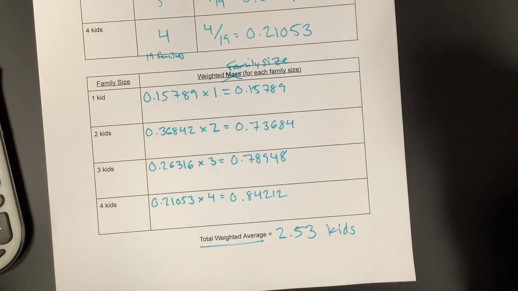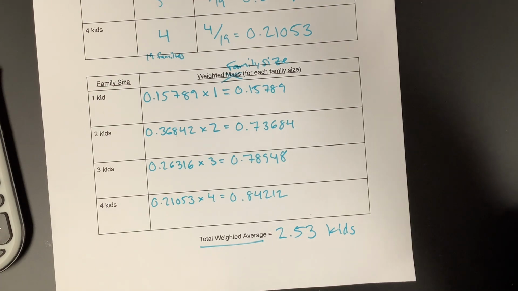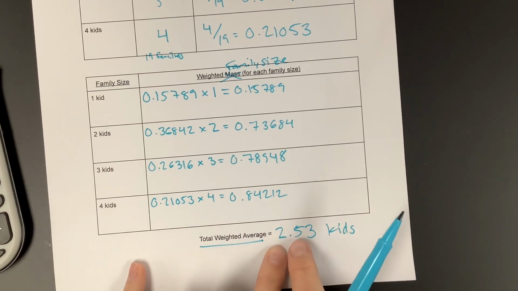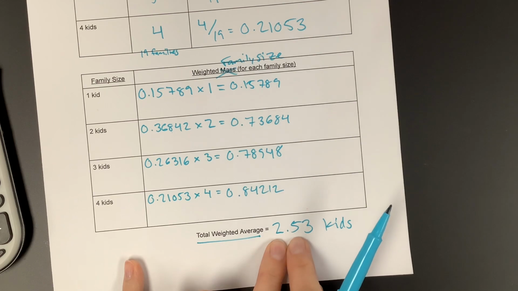Each of those different isotopes has so much abundance, so much percent of the total isotopes with that mass. So we use that to consider what is the weighted average. In this case, the average family has between 2 and 3 kids.